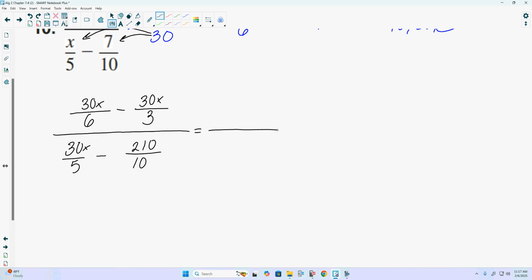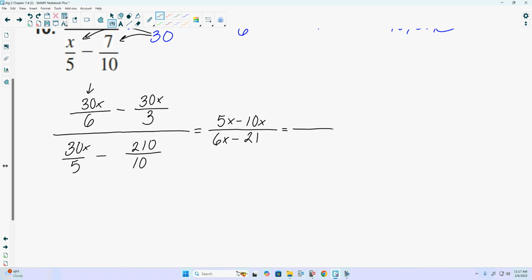Questions on how we got this far? Now we need to simplify. So our first one here, 30 over 6. 30 divided by 6 is 5, and we still have our x. 30x divided by 3. 30 divided by 3 is 10. 30x divided by 5, 6x. 210 divided by 10, 21.